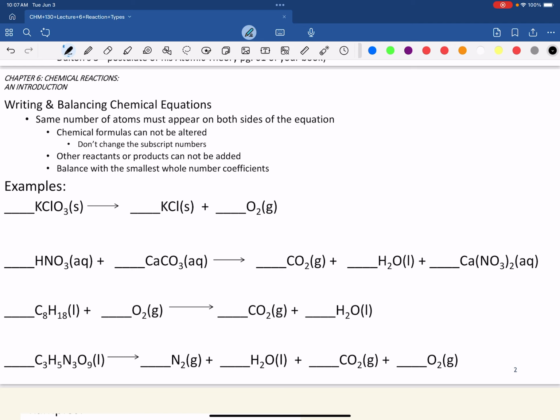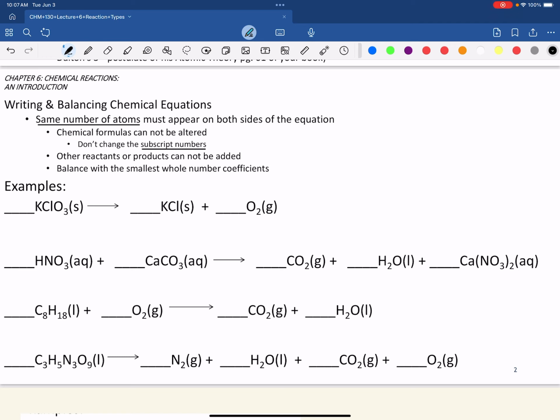All right, so under balancing chemical equations, we want the same number of atoms to appear on both sides of the equation. That's what we discussed in the previous slide. The chemical formulas cannot be altered, i.e. don't change the subscripts, okay?